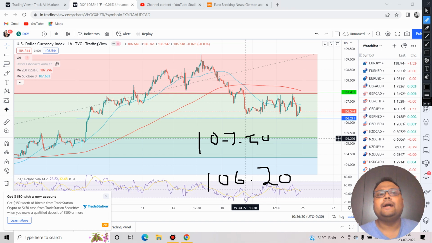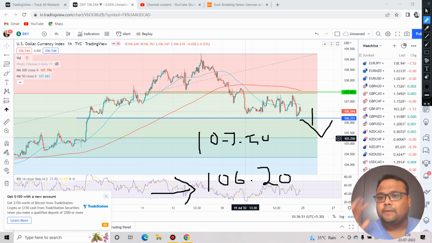The reason behind explaining DXY is that in case DXY fails to sustain above 106.20, and if we see further correction on DXY, meaning DXY breaks this level, then definitely we will see more upside, or more recovery, on the chart of Euro USD.